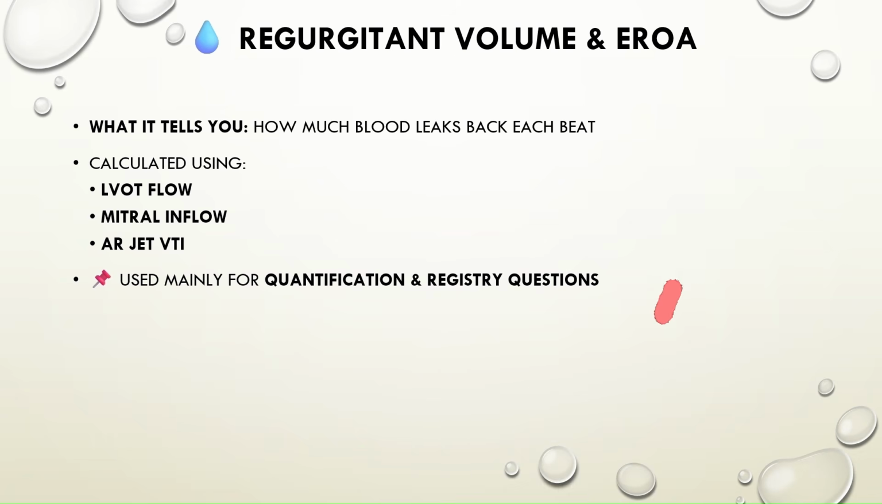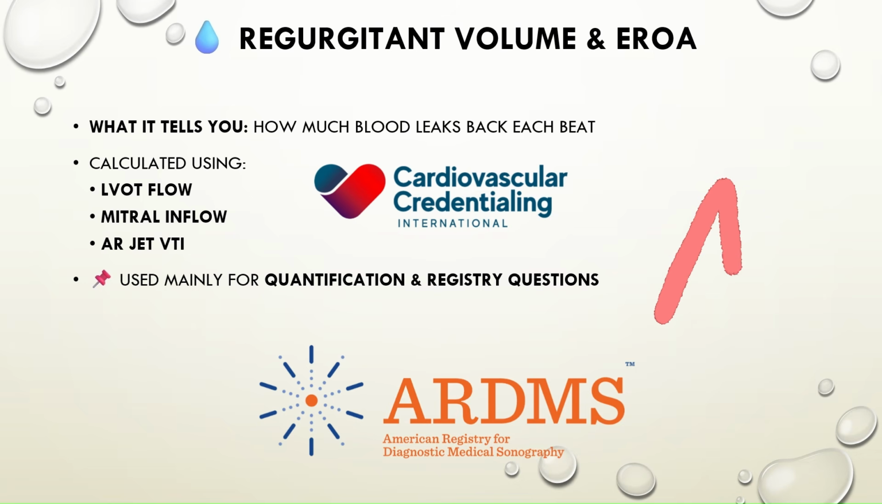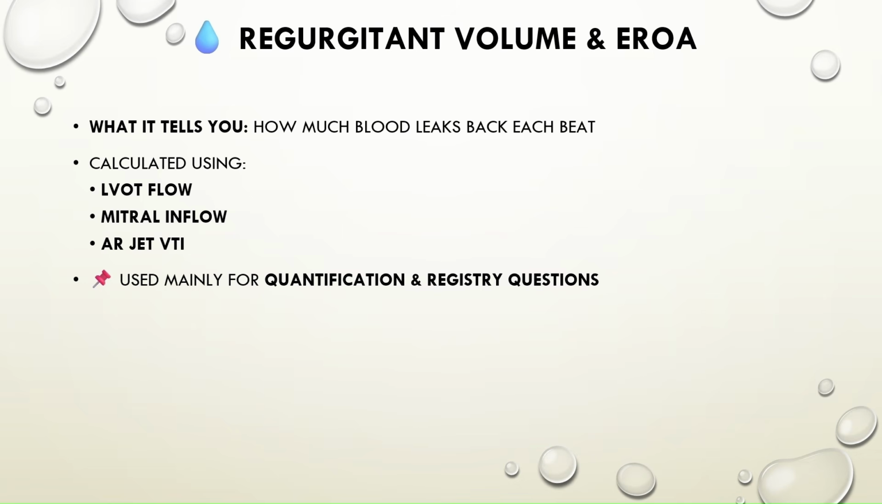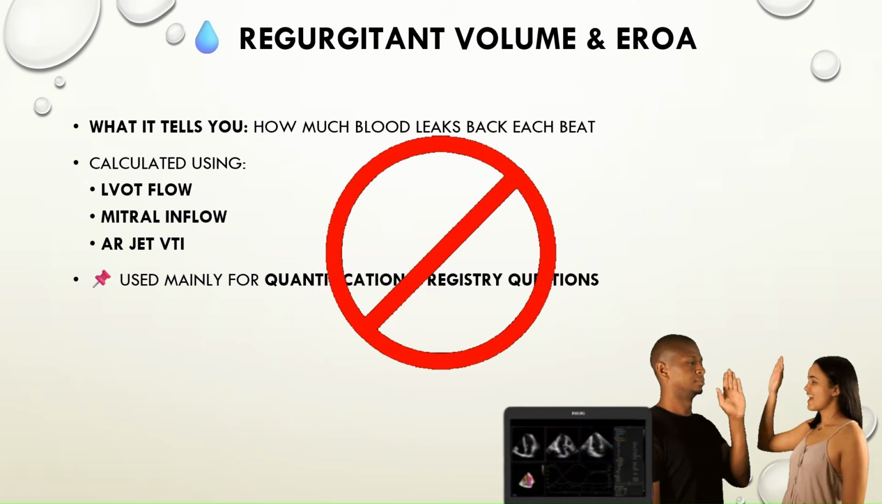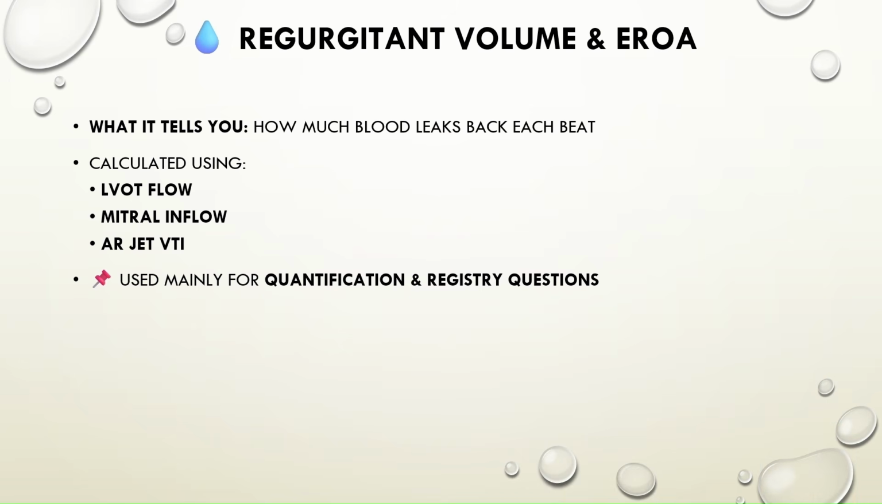For grading severity and for the registry, severe aortic regurgitation is defined by either a regurgitant volume that is greater than or equal to 60 milliliters or an EROA greater than 0.30 centimeters squared. You may not calculate these on every patient, but they are very important to understand.